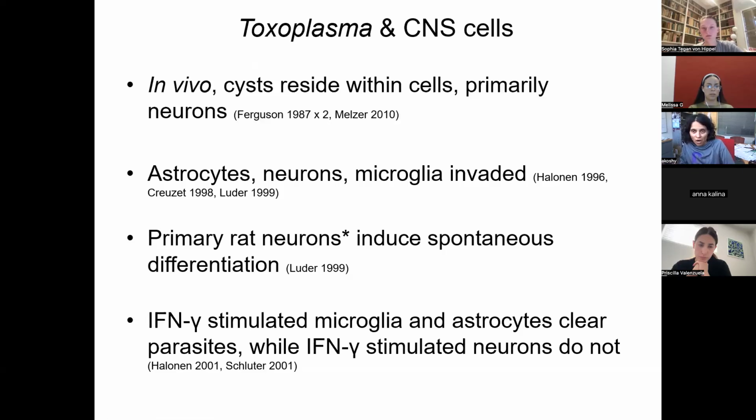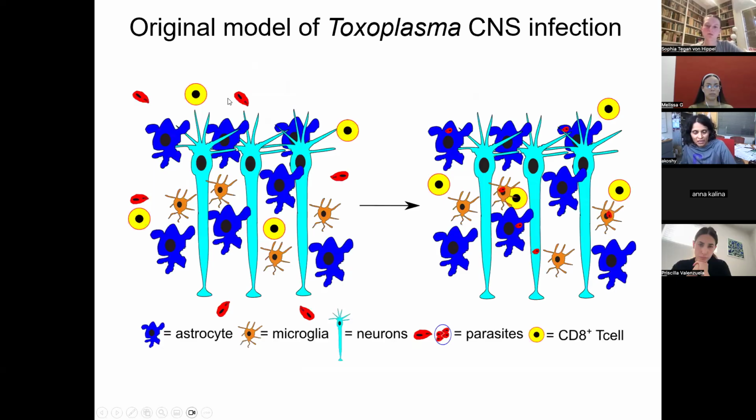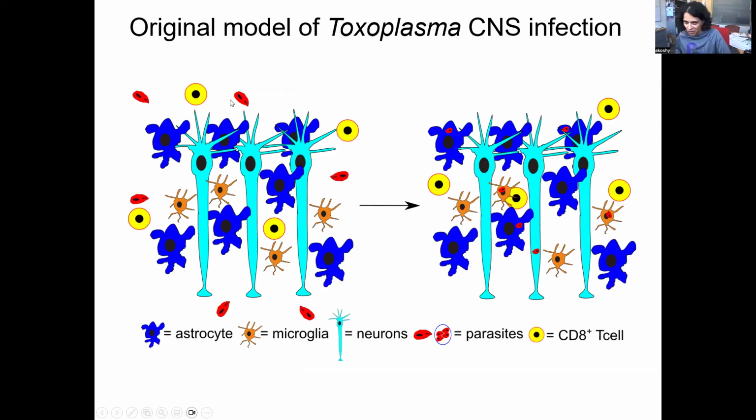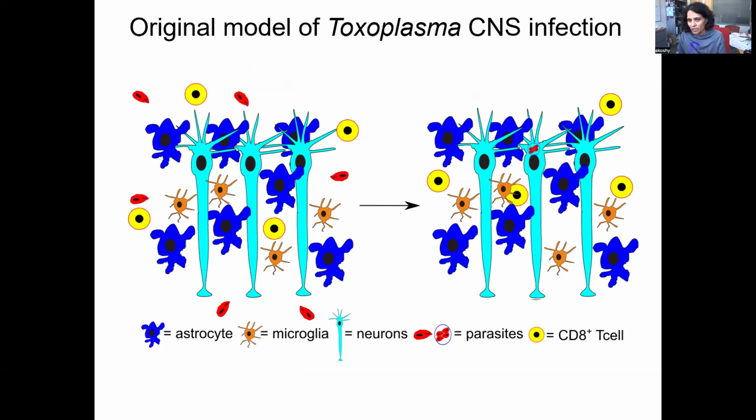Okay, so the model of CNS toxoplasma was that, clearly not done by BioRender, these are my own poor drawings, the parasite would come into the brain. It would infect an astrocyte, a microglia, a neuron, and the microglia and the astrocyte would clear the parasite. The parasite would turn into a cyst, this bradyzoite cystic stage in the neuron, and that's how they would persist, right? So the concept was that there were few neurons infected, but when they got infected, they were going to remain persistently infected.